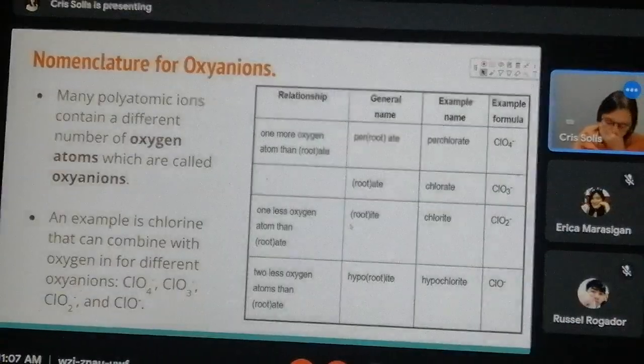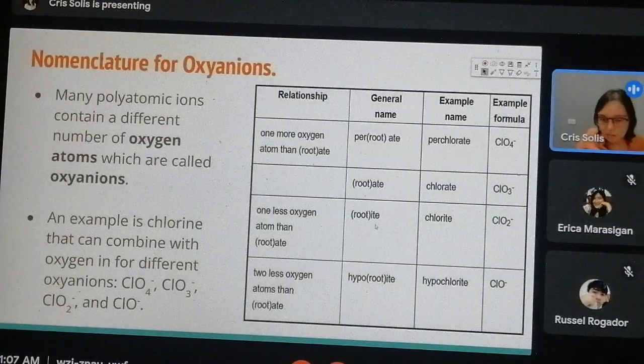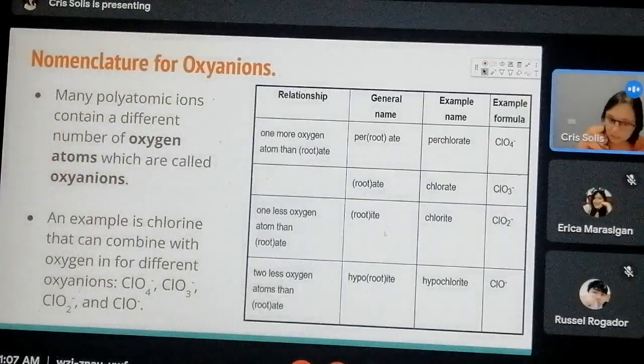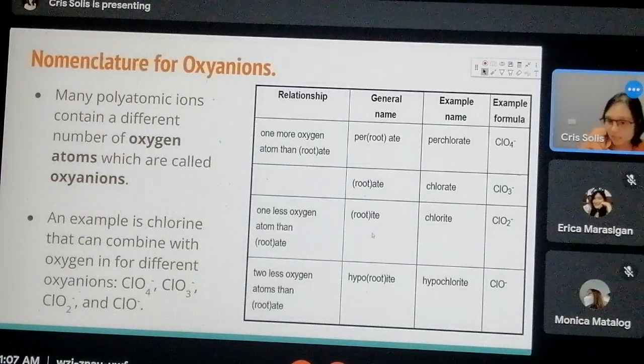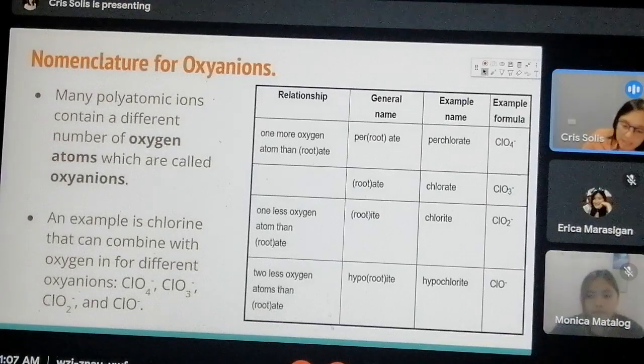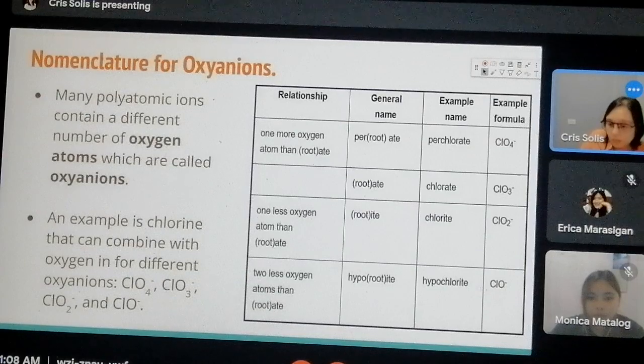Then, second to the lowest, instead of ATE, we use the suffix ITE, kaya it's chlorite. Chlorite is ClO2. Then the least amount of oxygen, ClO, you add the prefix hypo, then the root word, and then ITE. Kaya, hypochlorite.